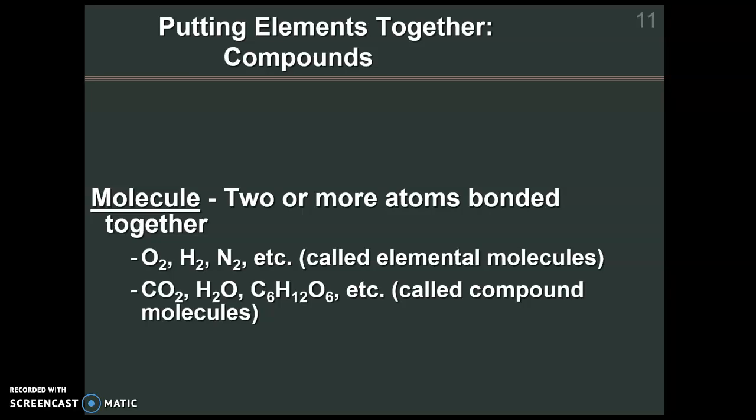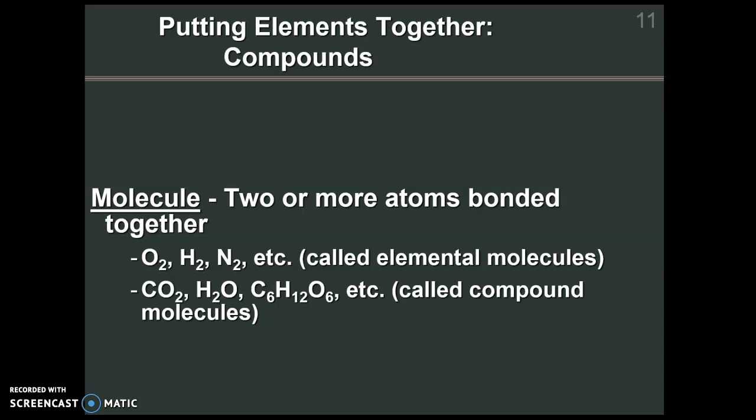So when we look at atoms individually, they don't seem to be that important, especially for fermentation science. We're talking about sauerkraut eventually. But when we put the atoms together, we make molecules and compounds. So a molecule is 2 or more atoms bonded together.